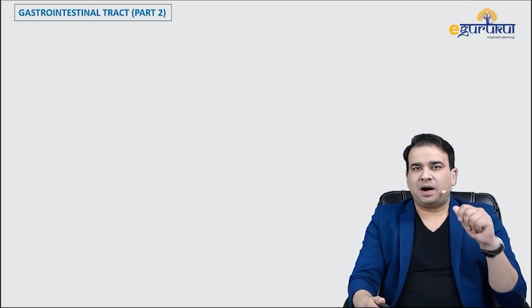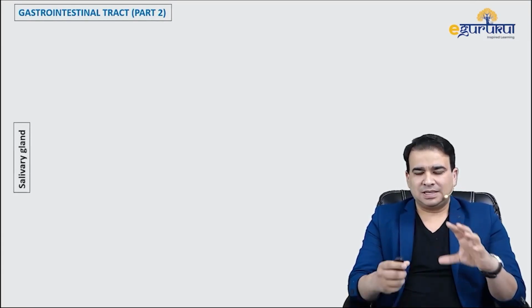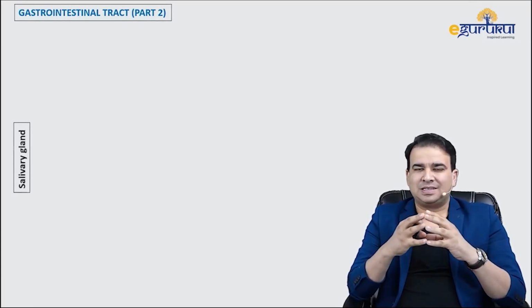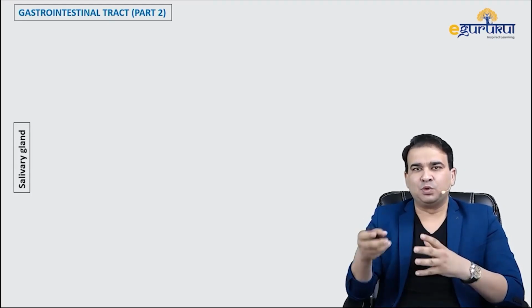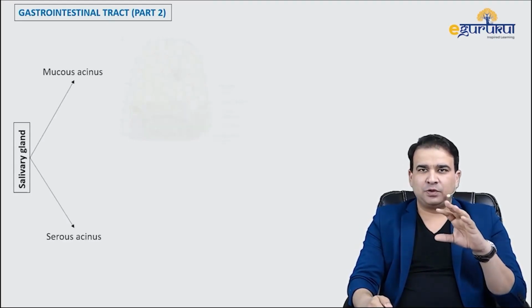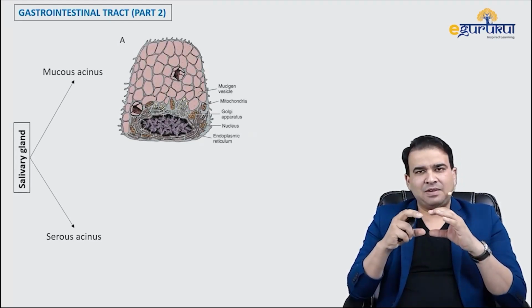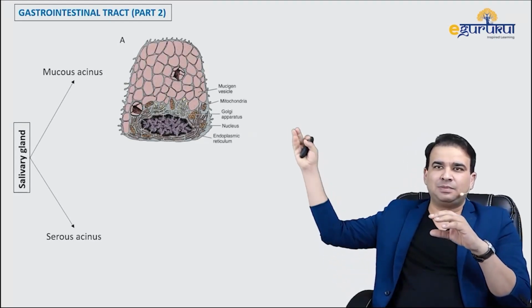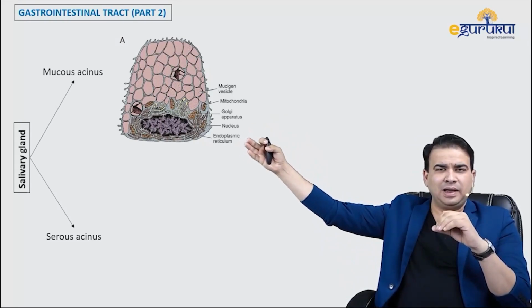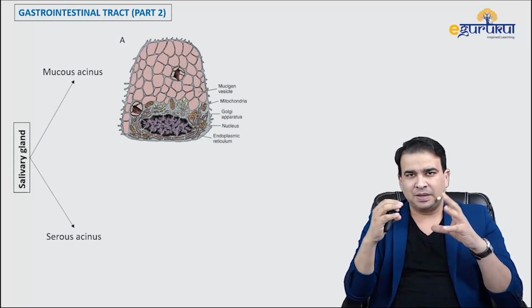Talking about the second part of the GIT tract lining epithelium, let us talk about the salivary gland. The 2 types of acinus that we see in the salivary gland are the mucous acinus and the serous acinus. Now, if you look at the picture of mucous acinus, these are columnar cells, and they have flat and basal nuclei. As you can see in the picture, we have flat and basal nuclei, and then you can see lots of mucigen granules present in it.